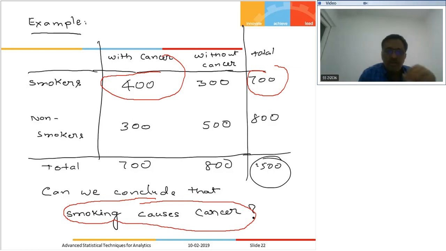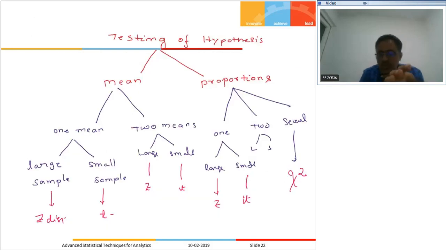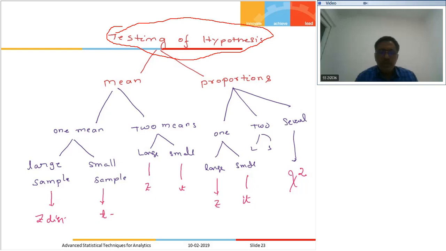This is a broader idea. Now we'll have just an overview of this, then we'll go to the previous problem and try to solve it. This is how I want to do it, instead of doing everything separately: discuss one mean problem, do the problem, and so on. This is the overview. Generally we deal with testing of hypothesis, where we'll have mean related discussions and proportions related discussions.